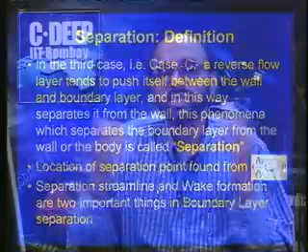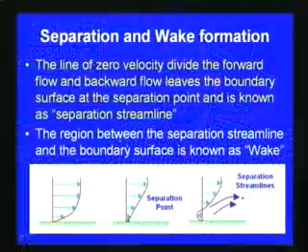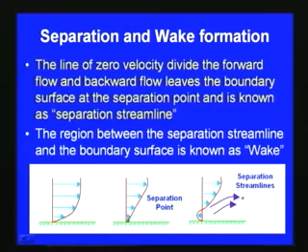While analyzing the boundary layer separation, we have to find the separation streamline, and then we have to see whether any low pressure area or wake formation takes place behind the body after the separation takes place. This slide shows how the separation point starts and how the process takes place. The line of 0 velocity that divides the forward flow and backward flow, and leaves the boundary surface at the separation point, is known as the separation streamline.